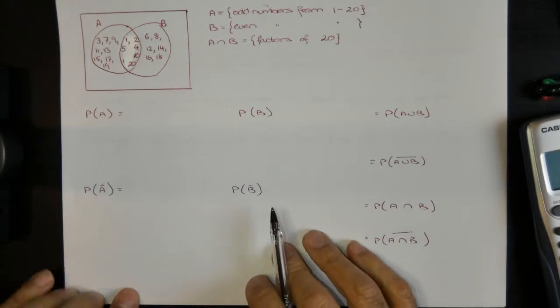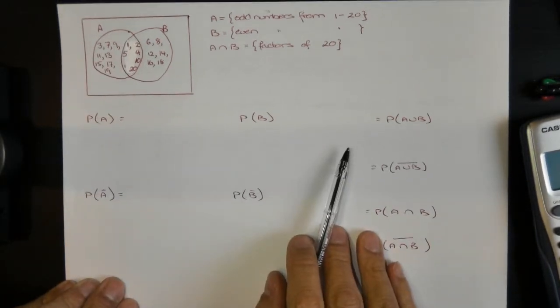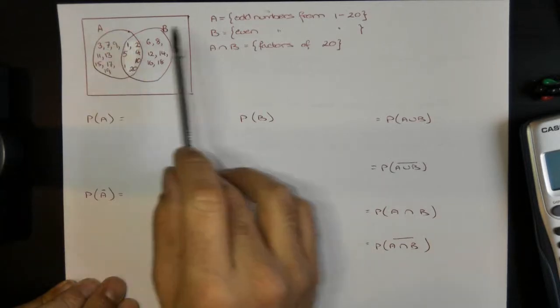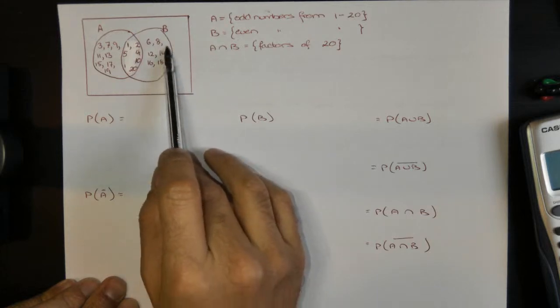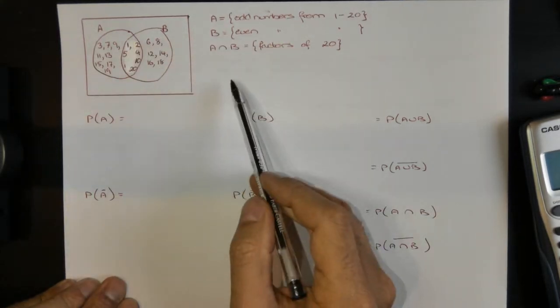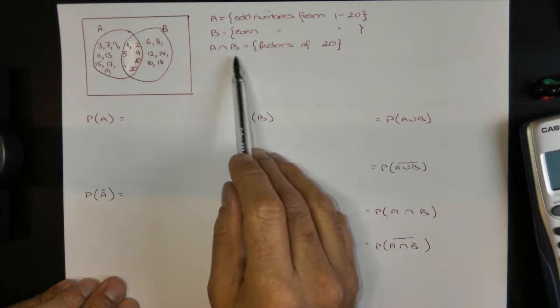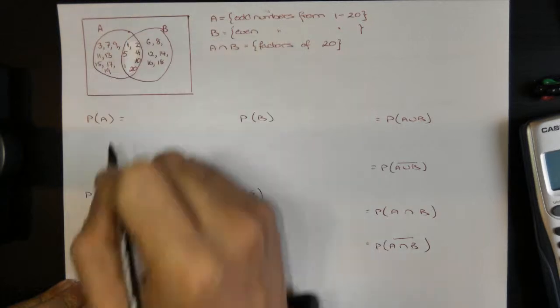Okay, here's an example using a Venn diagram. So we have the set A being all the odd numbers from 1 to 20. We have the set B being all the even numbers, and I have this intersection where they're basically factors of 20. So this A and B is factors of 20.